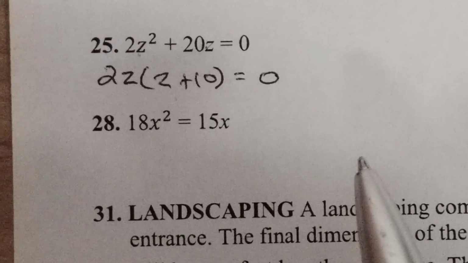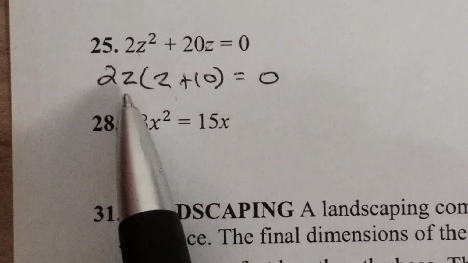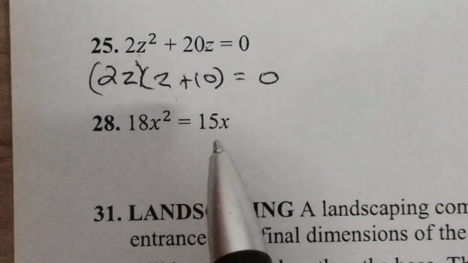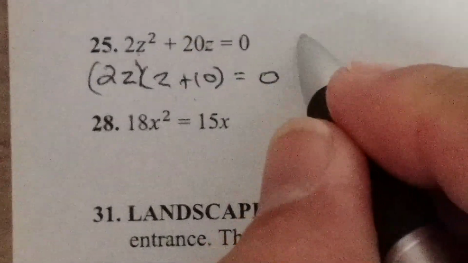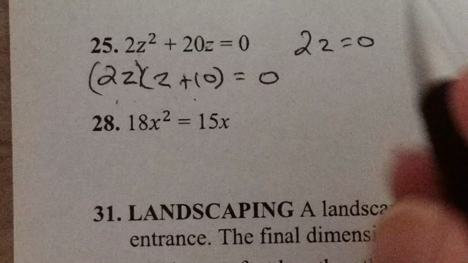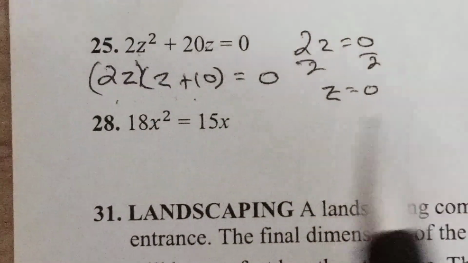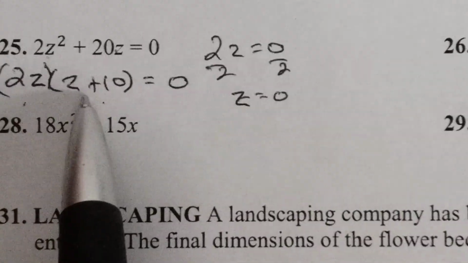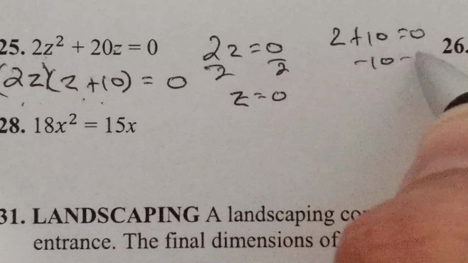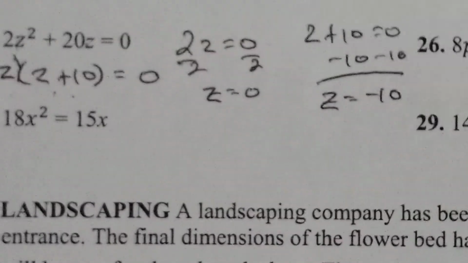So this is why this problem looks different, is because there's not two sets of parentheses. But just think of it like the GCF. You could put it in parentheses. So think of it like that. So you're still going to take each factor and set them equal to 0. So you set 2z equals 0. And then when you divide by 2, you get z is equal to 0. And you also take the other one, z plus 10, and you set that equal to 0. So when you take away 10, you get z equals negative 10, and there's your two solutions.